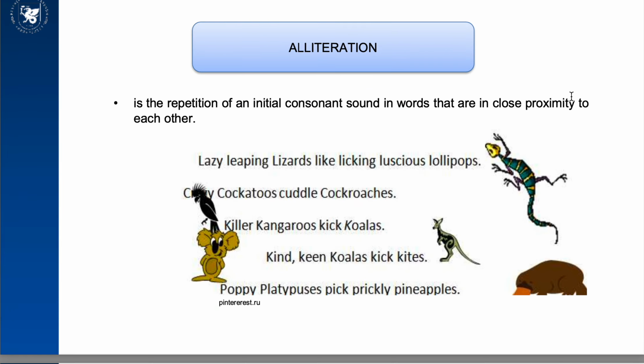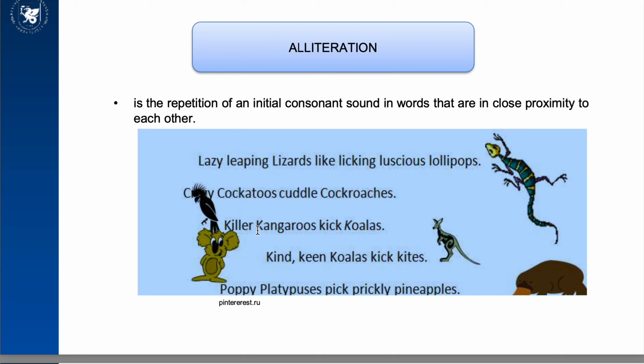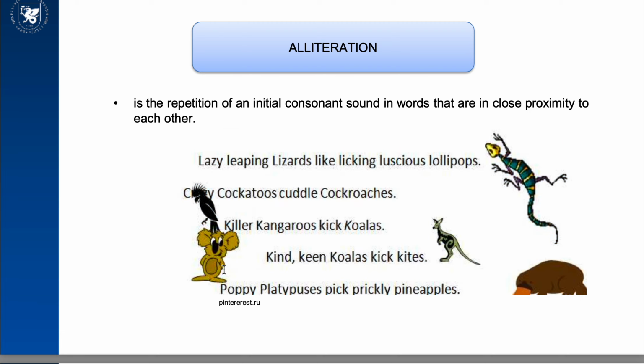Alliteration is a repetition of an initial consonant sound in words that are in close proximity to each other. Have a look at the examples, a very interesting one. You are to find the consonant sound that is repeated, like killer, kangaroos, kick, koalas. You see, a lot of k's. Poppy, platypuses, like p here. Kind, kin, koalas, kick, kites.